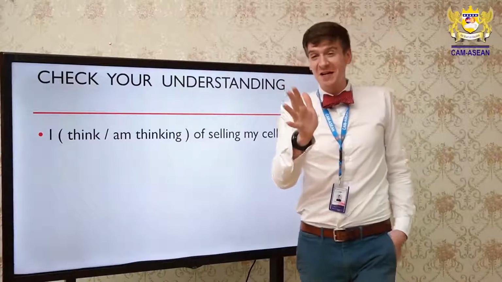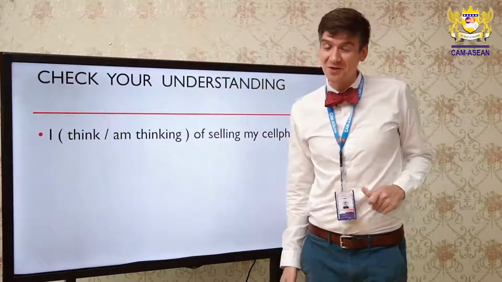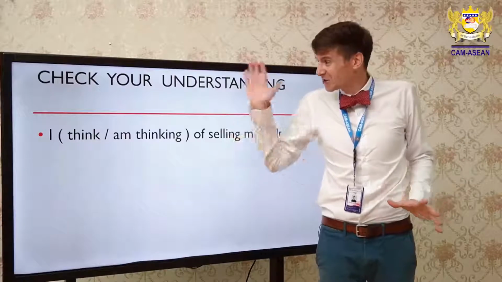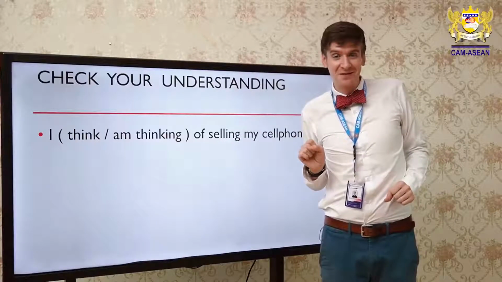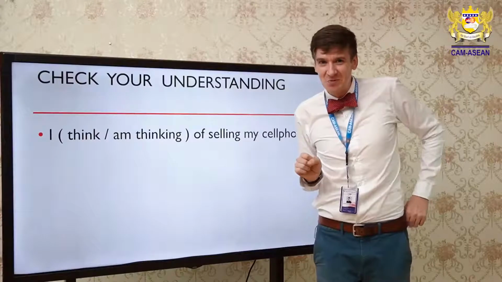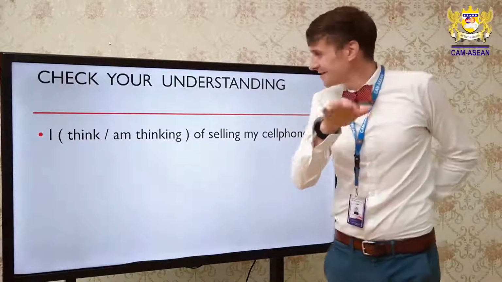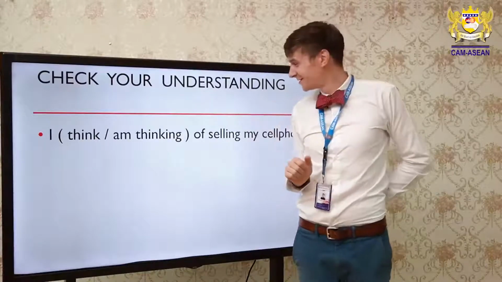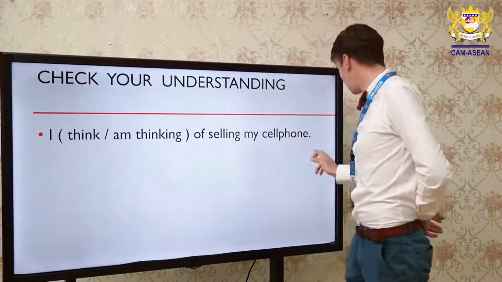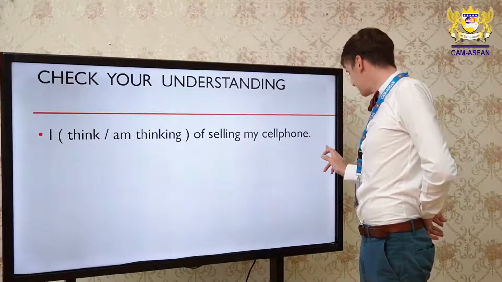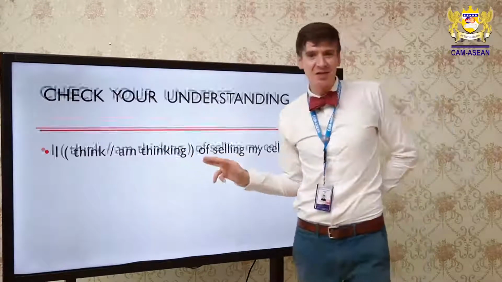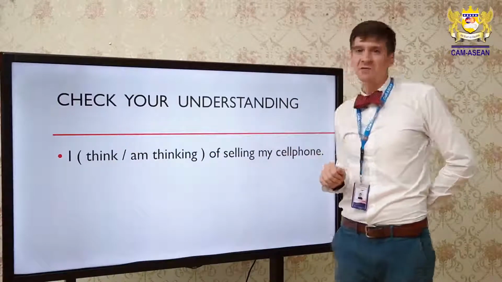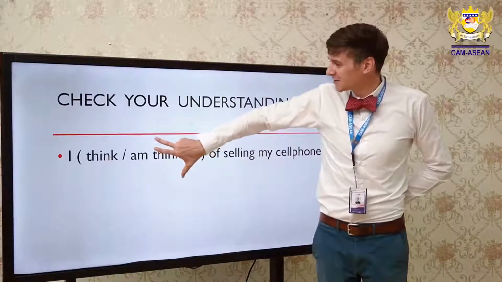We're checking your understanding for present continuous. First of all, what does present continuous look like? We have a subject. What else do we need? We need a to be verb. In this case, it's am. We also need present participle. What makes it present participle? You already know. It's the ing. I am thinking of selling my cell phone.